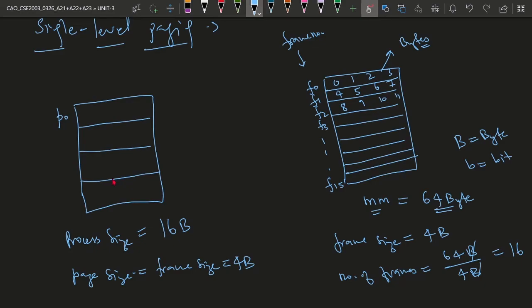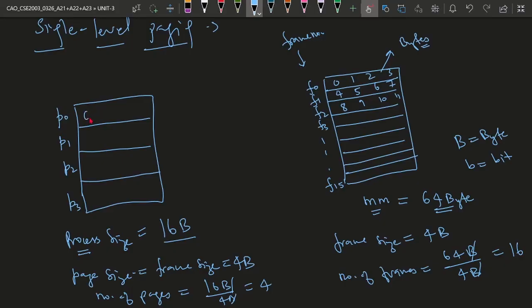Similarly, if we are going to convert a process, in the sense of an application that is to be loaded into the main memory, and it is of size 16 bytes, it will be divided into different pages. Each page stores 4 bytes, the same as the frame size, so the number of pages will be 16 bytes divided by 4 bytes, so 4 pages. So 4 pages will be like p0, p1, p2 and p3, and each page will have 4 bytes.